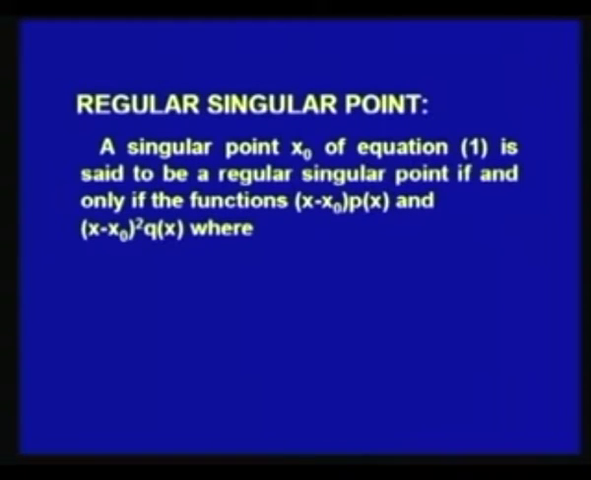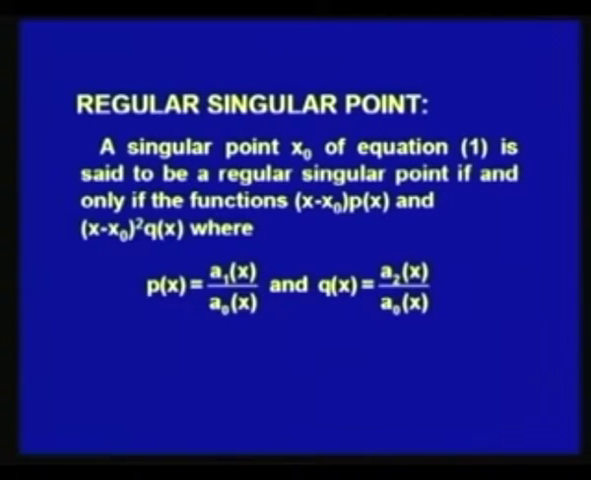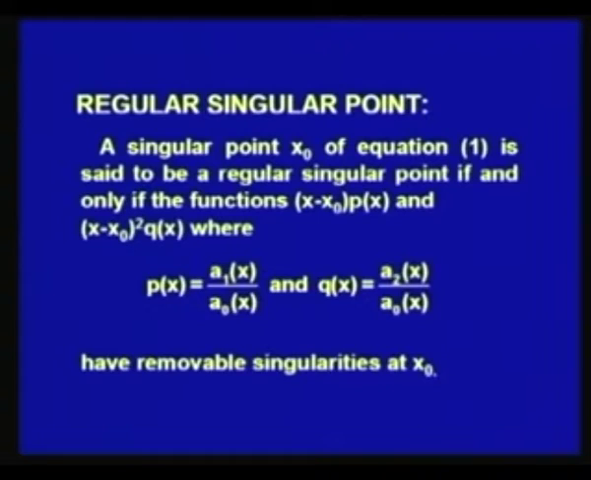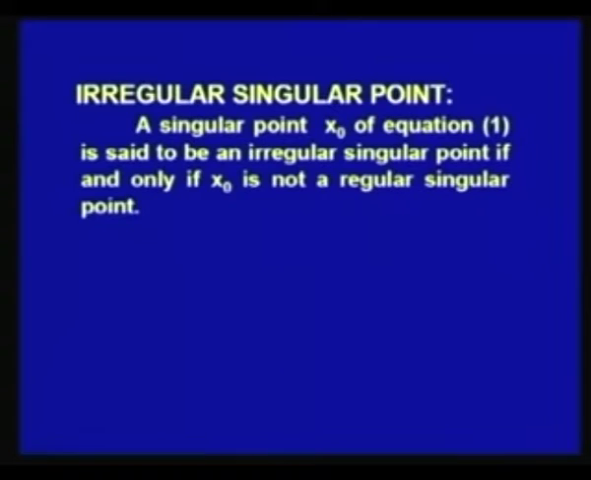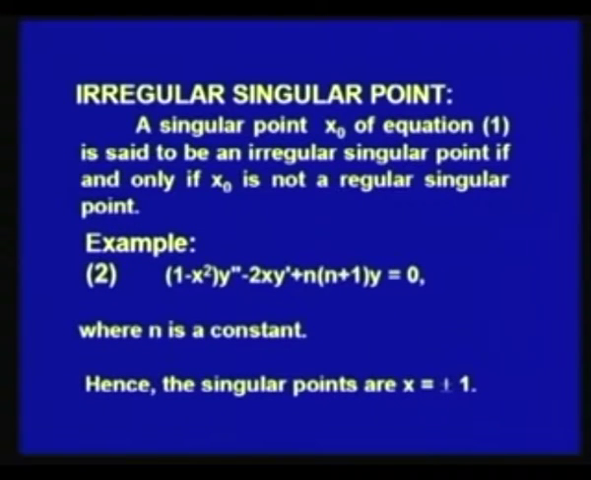A singular point x0 of equation 1 is said to be a regular singular point if and only if the functions (x minus x0) p(x) and (x minus x0) squared q(x), where p(x) is given by a1(x) over a0(x) and q(x) is given by a2(x) over a0(x), have removable singularities at x0. Let us now define an irregular singular point. A singular point x0 of equation 1 is said to be an irregular singular point if and only if x0 is not a regular singular point.